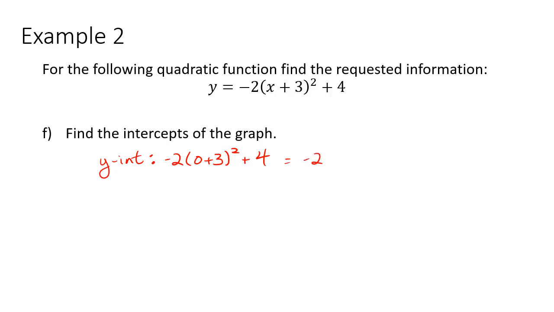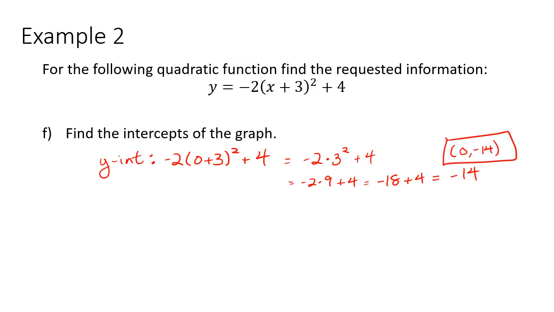So inside the parentheses, we have 0 plus 3, which would be 3. That exponent is only going to apply to it. The -2 comes last, right? In the order of operations, exponents first, multiplication after. So this would be -2 times 9 plus 4, or -18 plus 4, which would give us a y value of -14. So 0 for x, -14 for y.